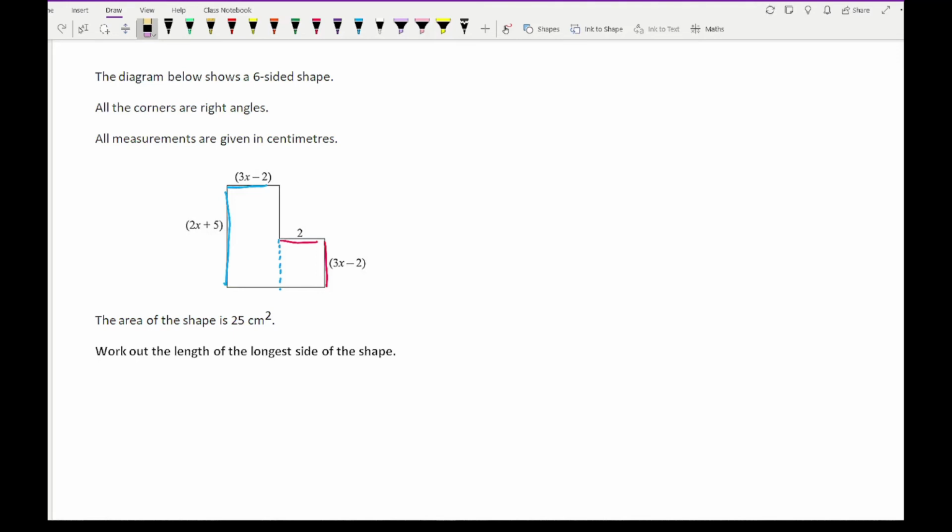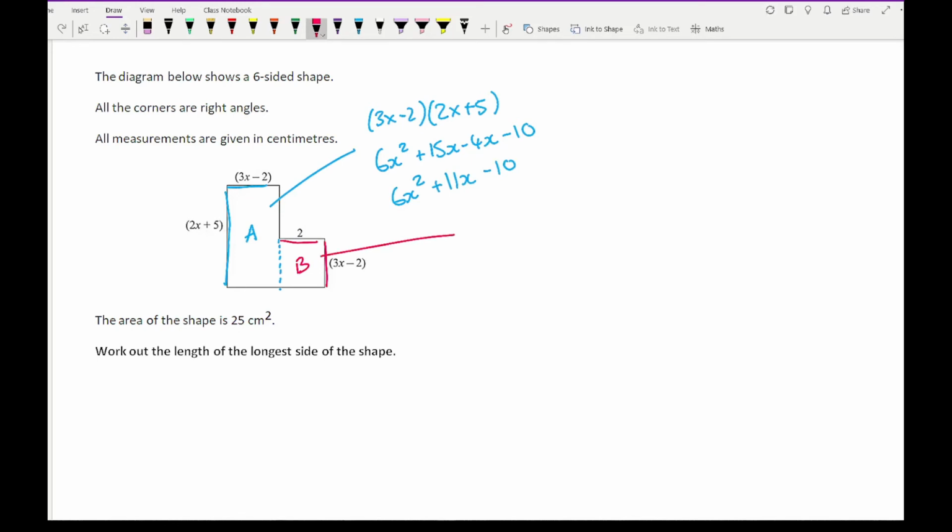So working out the area of this blue shape, I'm just going to label this A. So area of A is going to be 3x minus 2 times 2x plus 5. And if I expand the brackets out, I get 6x squared plus 15x minus 4x minus 10, and simplifying that, I get 6x squared plus 11x minus 10. And then looking at this little square here, which I'm going to label B, that's going to be 2 lots of 3x minus 2, so that's going to be 6x minus 4.